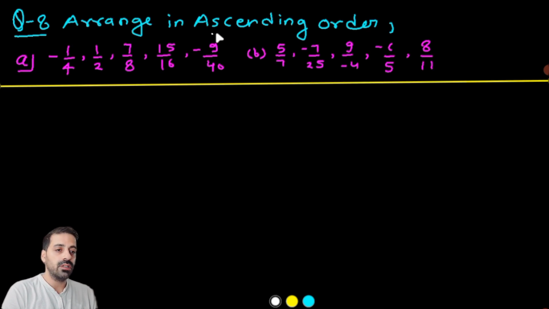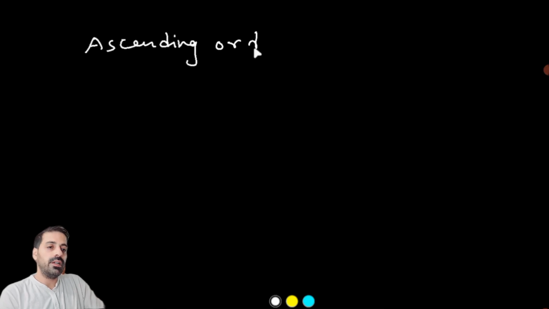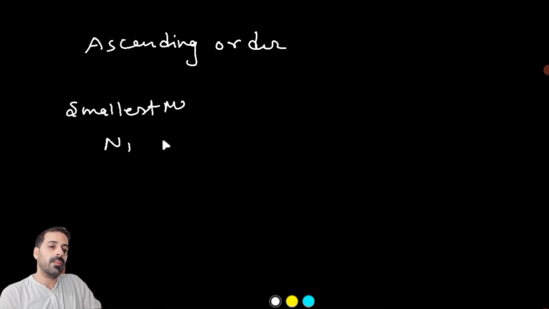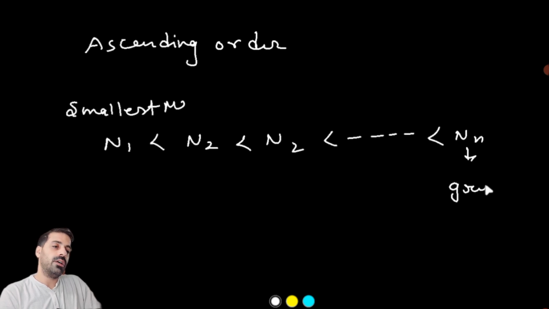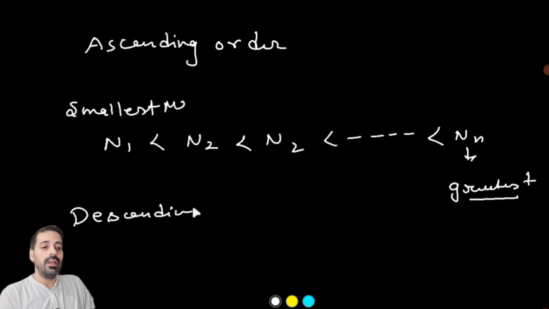Now comes the next question, question number 8. Question number 8, we have to arrange in ascending order. What is ascending order, my dear students? Ascending order means first we have to take the smallest number. Let's say that this is n1, then we have to take one more slightly greater number, and in the same manner in the last we have the greatest number. This order is known as the ascending order.